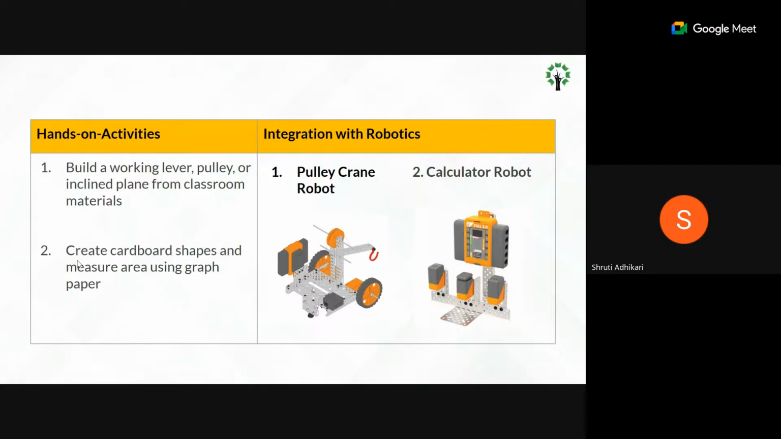Then the second hands-on activity, create cardboard shapes. I think in the earlier slides we have discussed it. So create cardboard shapes and measure area using graph paper, right? So there is a calculator robot which the students can create. We can program the robot and it can perform the calculation. Details of all these activities are available in our robotics activity booklet, which Next Education is providing.